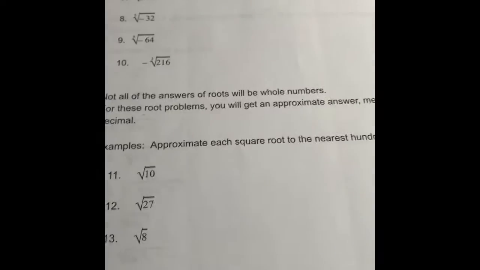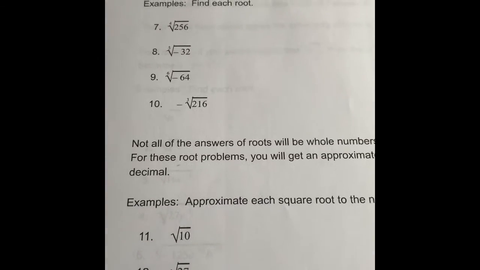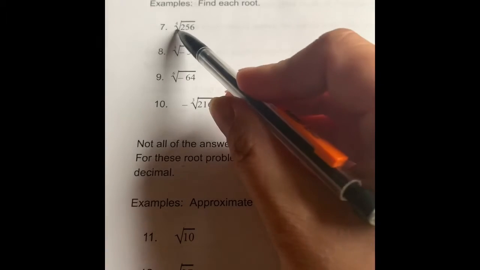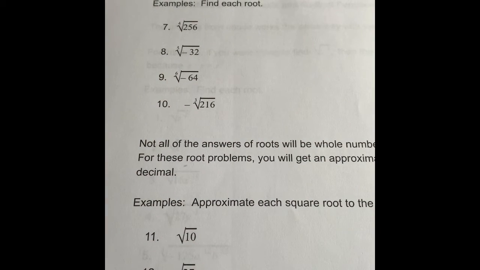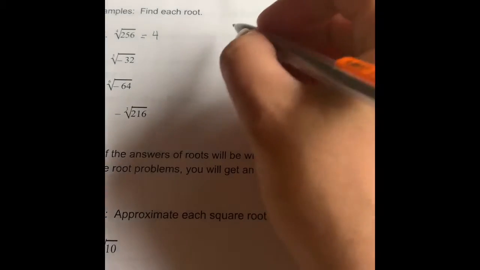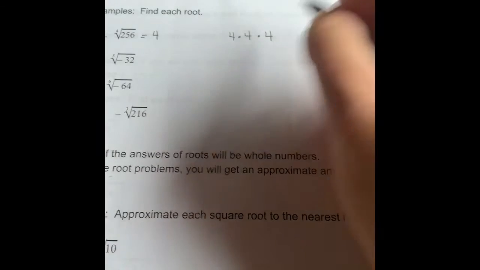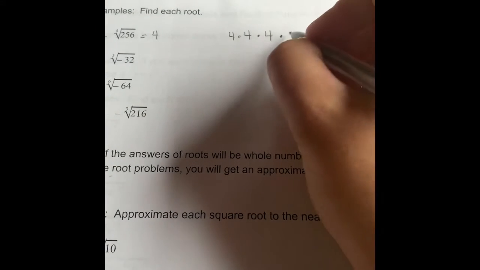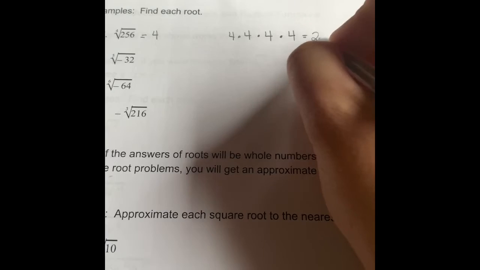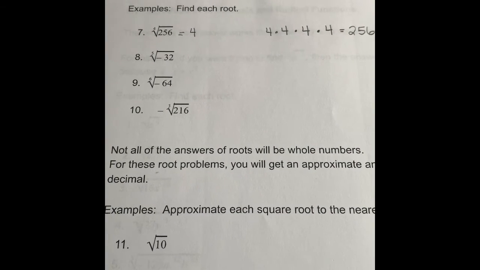On the next sheet, let's see, now we're working with different roots. We don't know which one it is until we see the problem. So on number 7, we see that it's a fourth root. So we're trying to think of what number can we multiply to itself 4 times to get 256. And our answer is 4 because 4 times 4 is 16. 16 times 4 is 64. And 64 times 4 is 256. So our answer for the fourth root of 256 is 4.